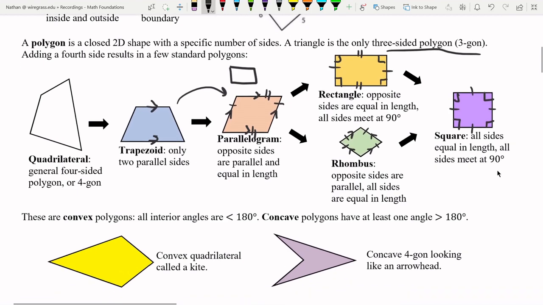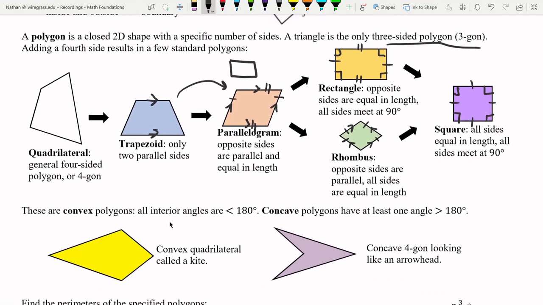Now, a convex polygon is where all interior angles are less than 180 degrees. So interior angles being these angles here. All these angles are less than a straight angle, right? A straight angle being 180 degrees is completely straight across. And all of these angles here are less than that straight angle here. So this is a convex polygon.